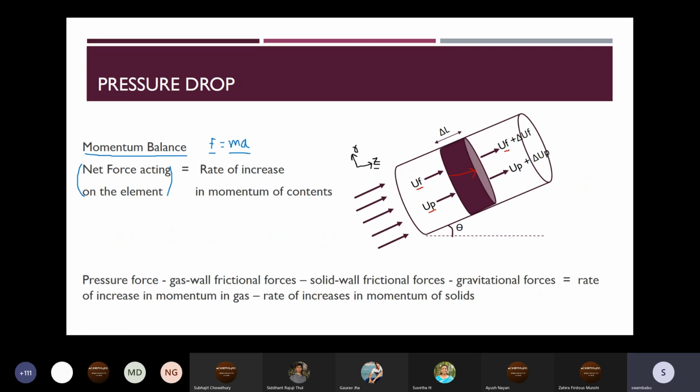So why are these changing? Whenever fluid flows, the fluid will have some frictional losses. There are two types of frictional losses.